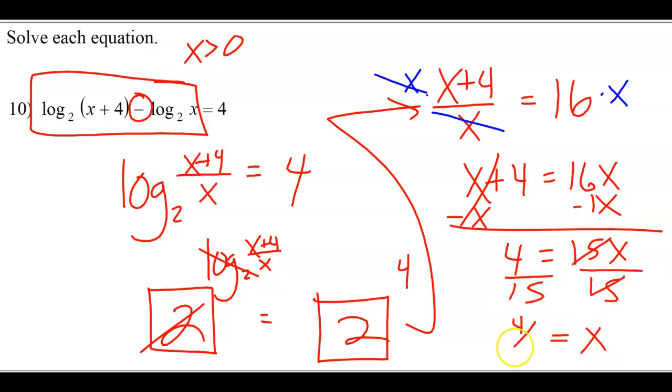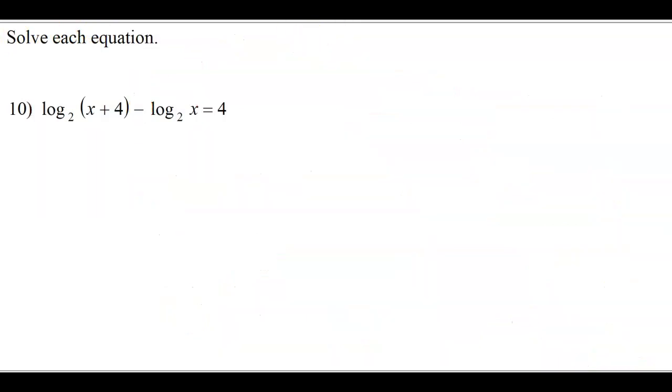So I get 4/15, and 4/15 is bigger than 0 because it's a positive number. It's a small positive number, but it's still positive and greater than 0, so we're good to go. All right, let's go ahead and take a look at number 12.